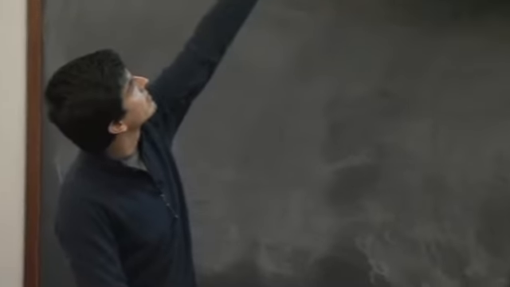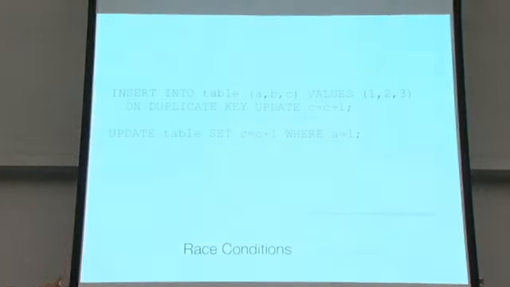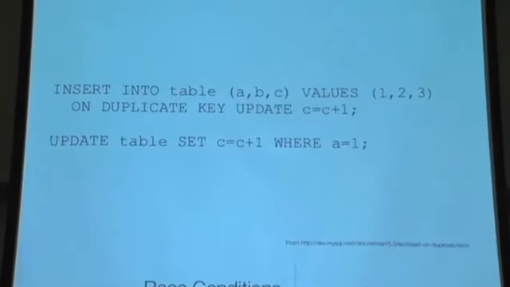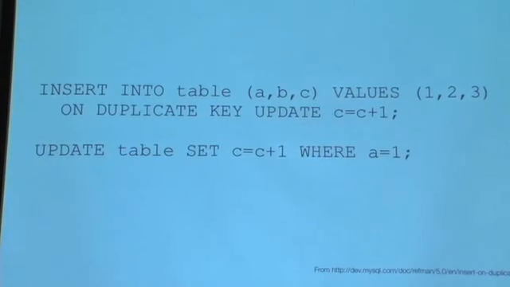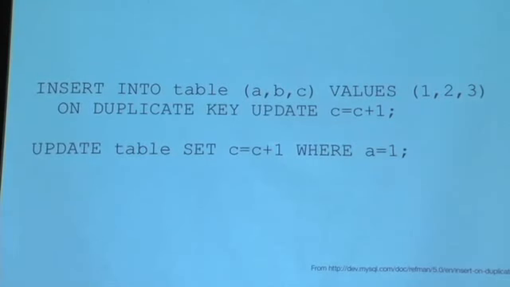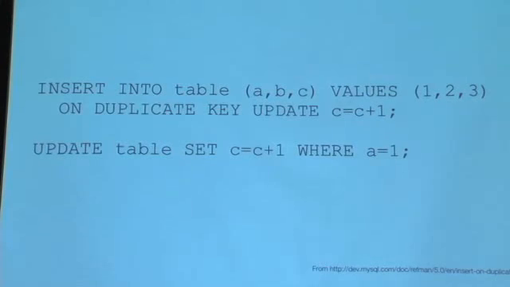It's functionally equivalent to performing this second part, UPDATE table SET C = C + 1 WHERE A = 1, assuming that the row already exists, where we have the row with the field A containing a value of 1. So just to reiterate, A is a primary key. A already exists with the value 1, and if A already exists with the value 1, it is updated rather than having any sort of collision.